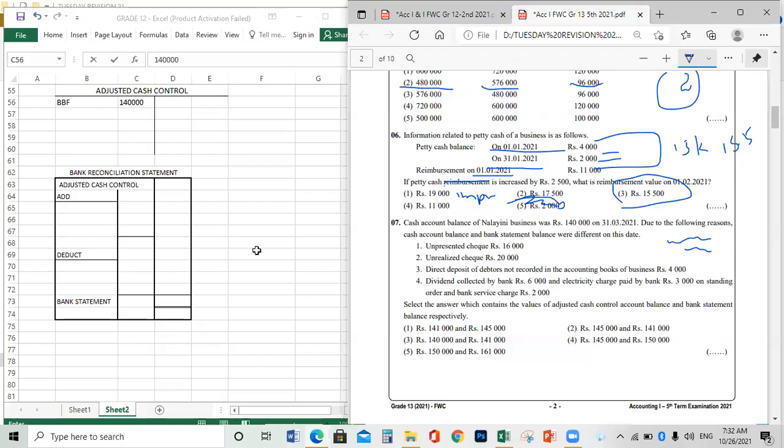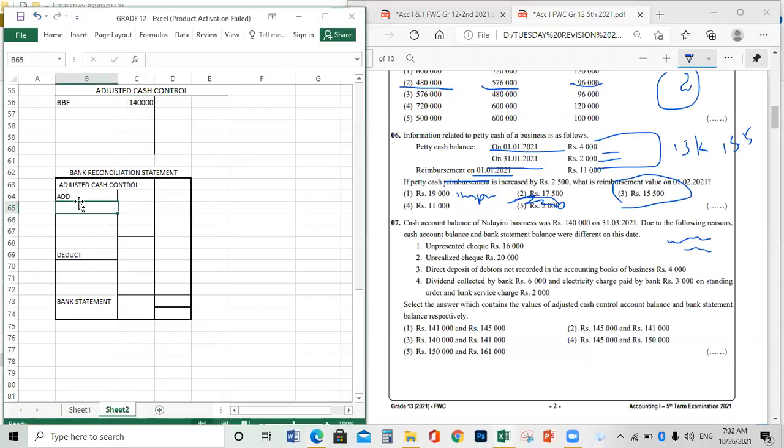Then after that, they have given you unpresented checks. Unpresented checks should be added. Remember P: unpresented, P, should be added. So this is how you have to remember: P, addition. Then, guys, unrealized checks should be deducted or reduced. Unrealized checks, you have to deduct it. Remember, R is for reduce. So then you can put here unpresented is 16,000, and unrealized check is 20,000.